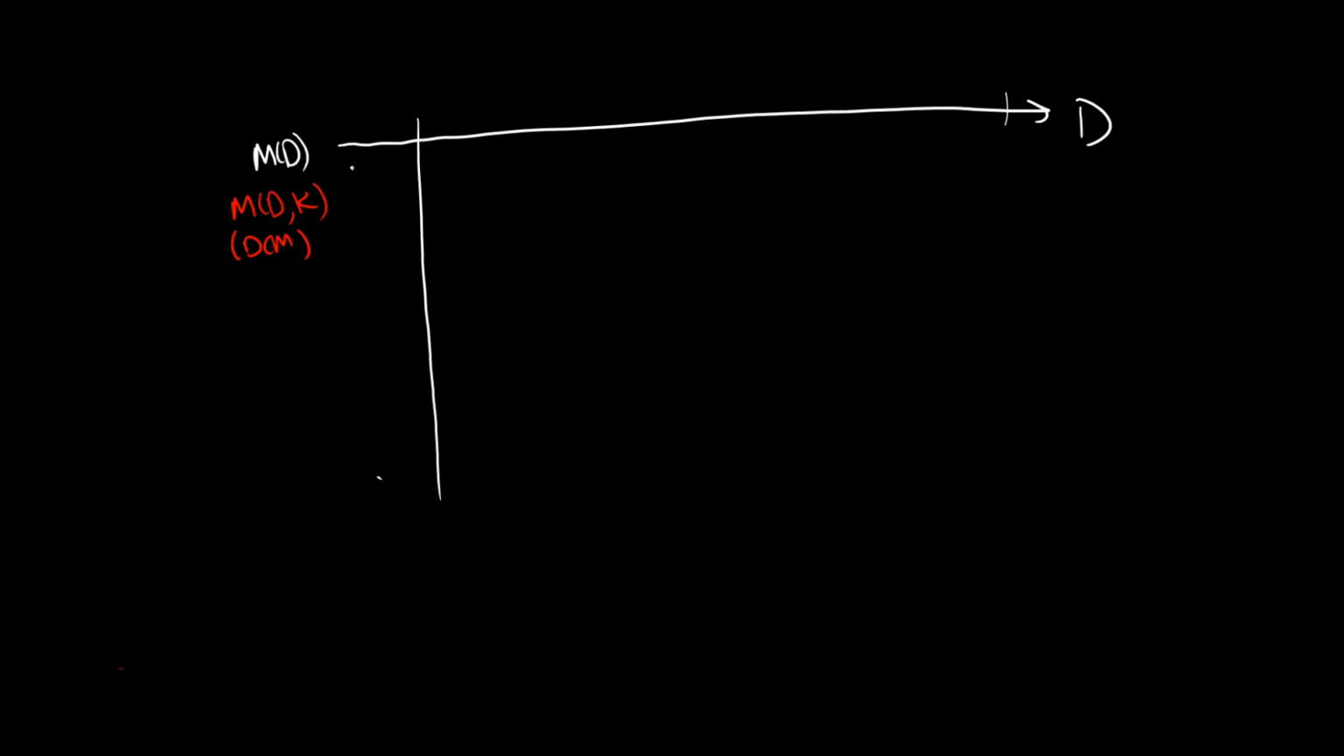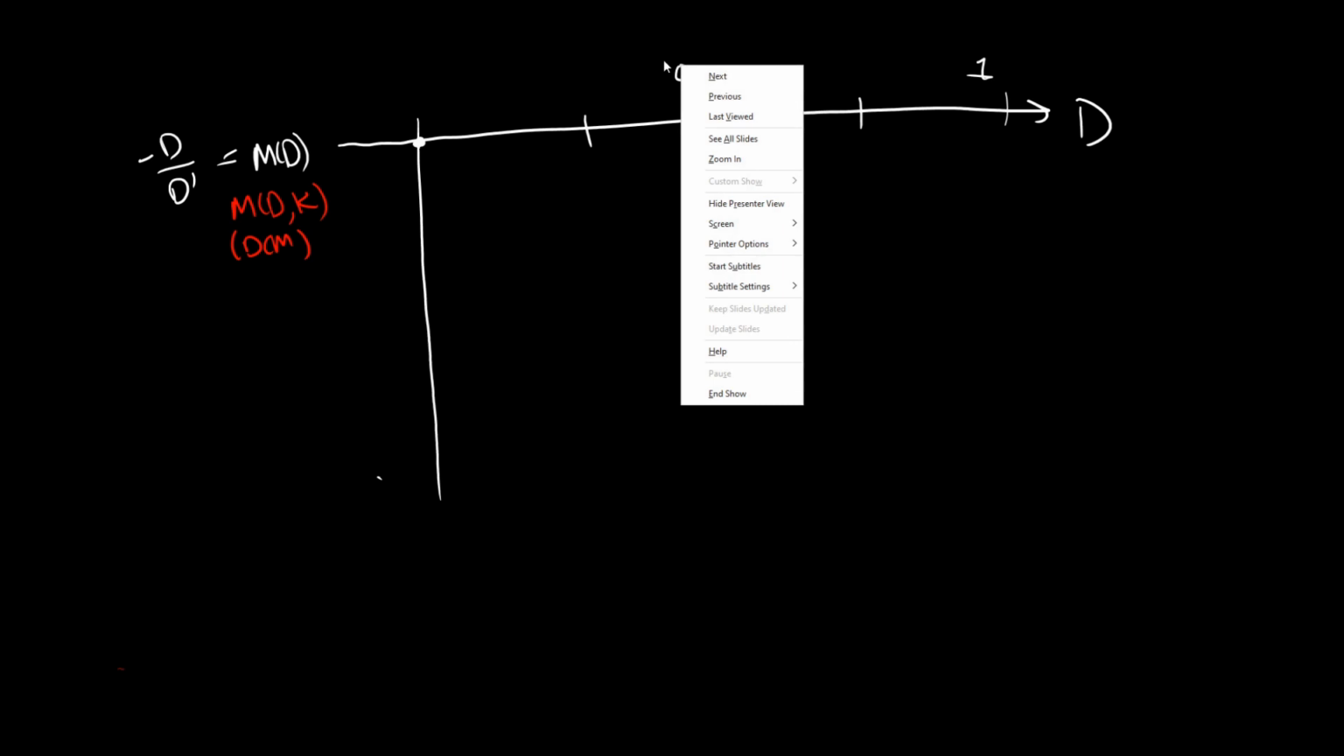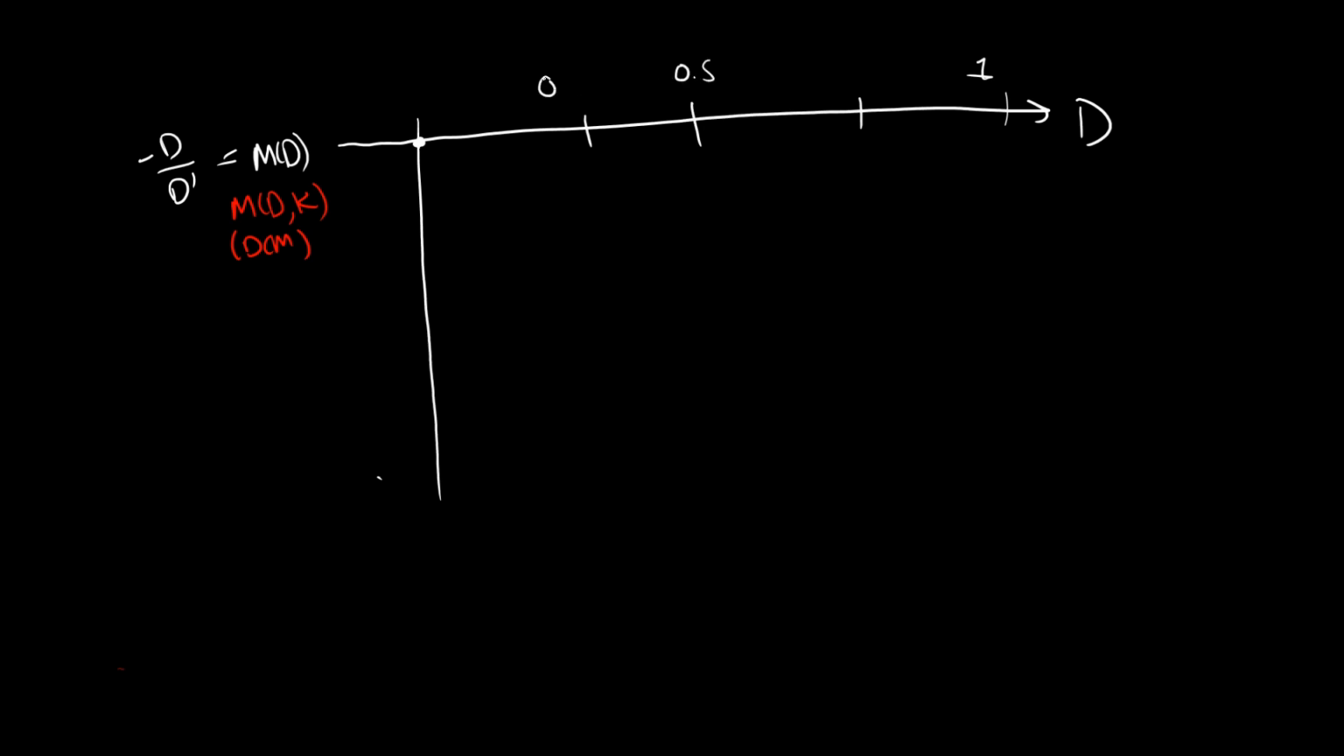So over here we have 1. Just to remind you, this is minus d over d prime. The CCM conversion ratio is minus d over d prime, which means at d equals 0, this is 1, 0.5, 0.25, 0.75. At d equals 0, it's 0. At d equals 1, we have an asymptote, which tends towards minus infinity. So just a quick sketch, it looks something like this, right? And this goes towards minus infinity.